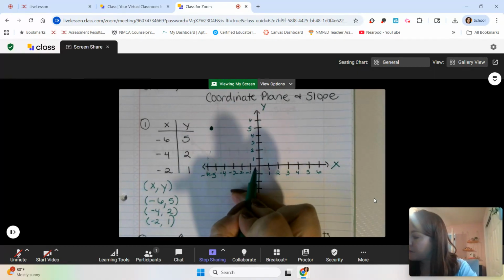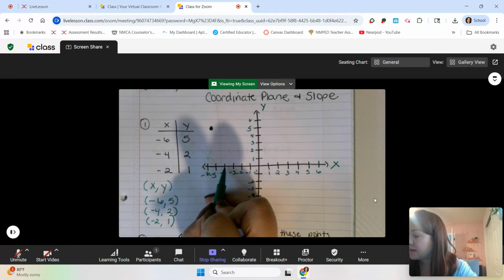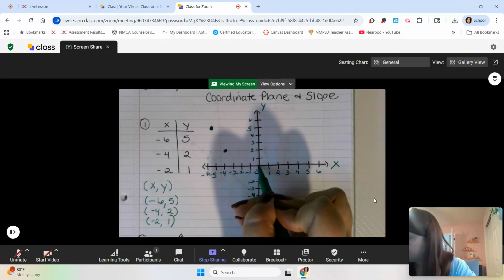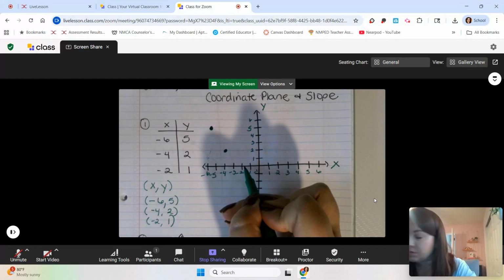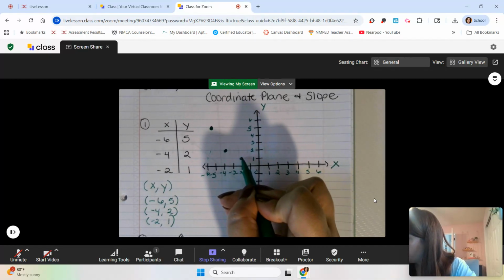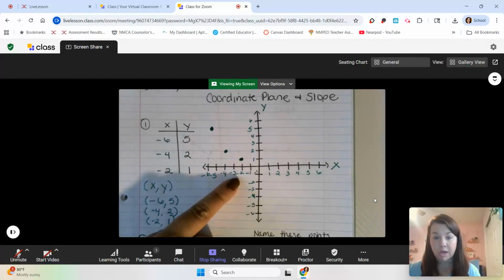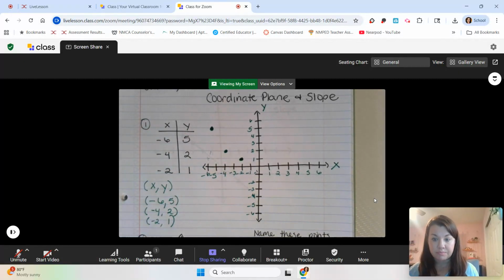Next, we need -4, 2. So again, going back to my origin, I'm going to go to the left 4 for that -4 and up 2. And then the final one, starting back at my origin, I'm going to go to the left 2 and up 1. Okay? Your job in this problem from your practice is to pick the graph that shows these 3 points listed. So that's your goal with this. Find the graph that shows what I just put on there.